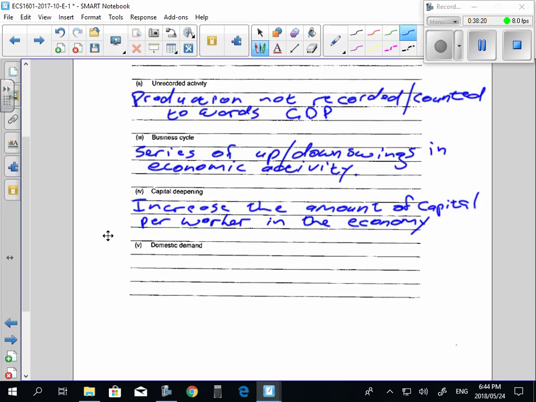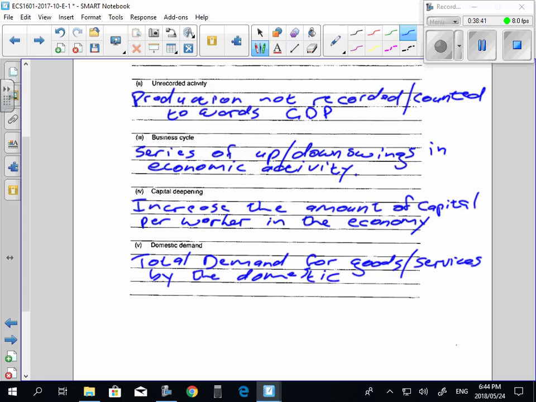And finally, domestic demand. Total demand for goods and services by the domestic market. Any questions?